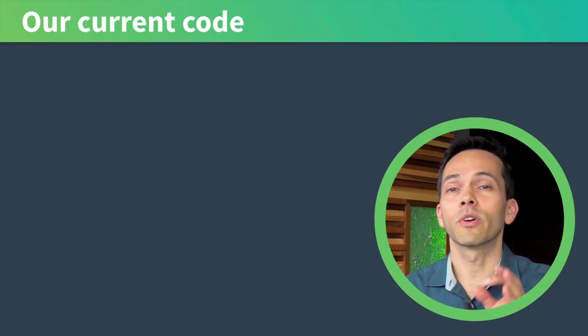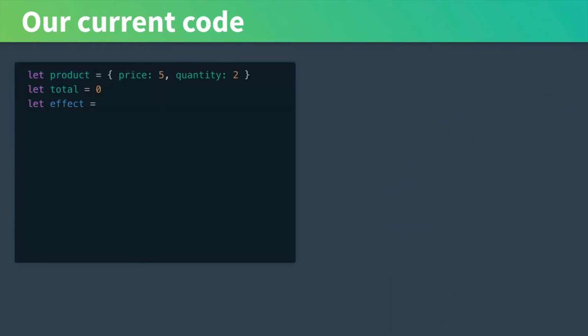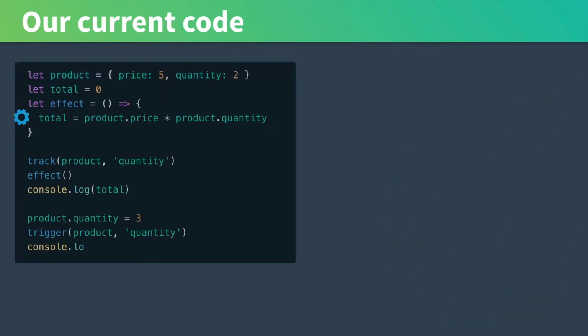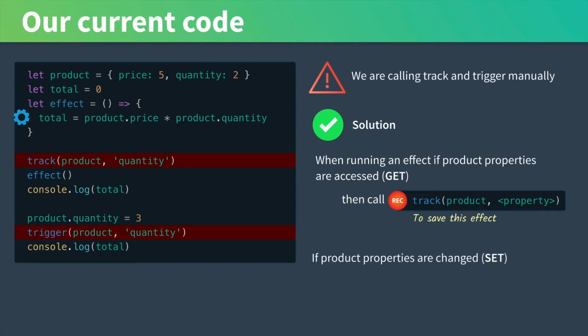Welcome back. In this lesson, we're going to be finishing our reactivity engine, coding it up just like Vue 3 does reactivity. In our last lesson, we ended up with this code, where we're still calling track and trigger to record our effects and to play back our effects. We want our reactivity engine to call track and trigger automatically. Basically, when running an effect, if product properties are accessed or get, that's when we want to call track to save that effect. And if product properties are changed or set, then we want to call trigger to run those saved effects.